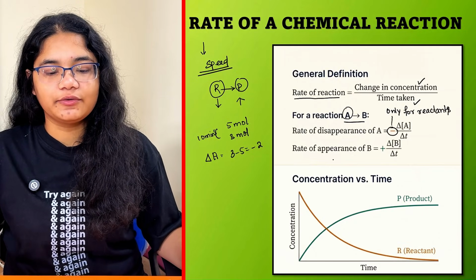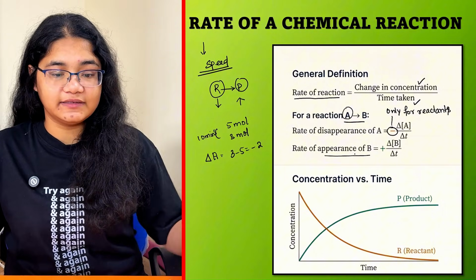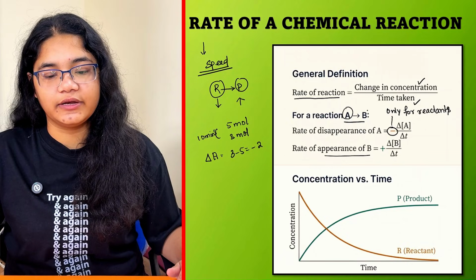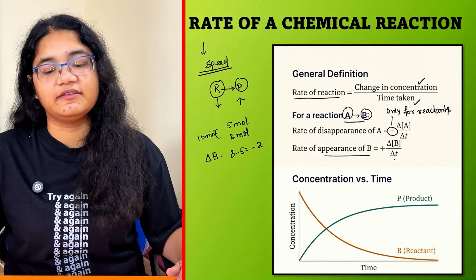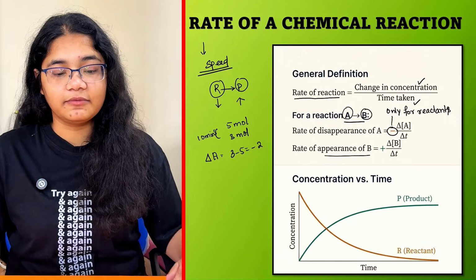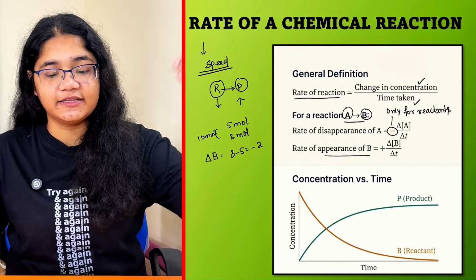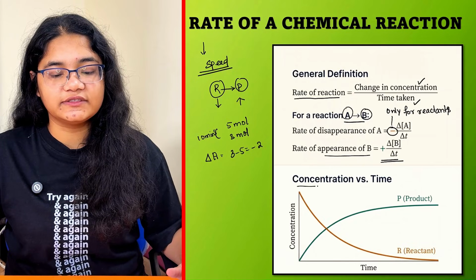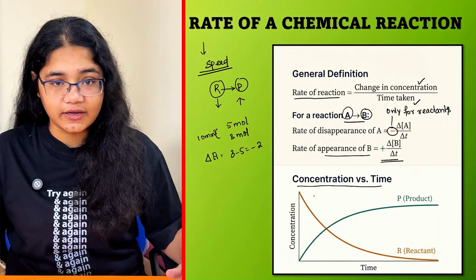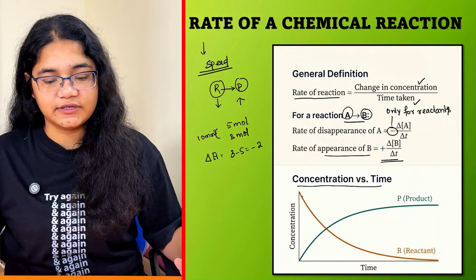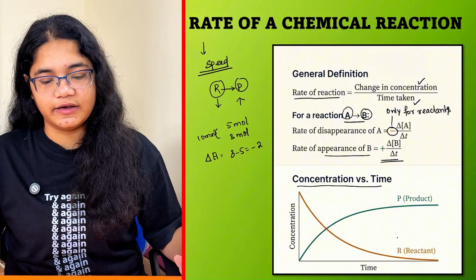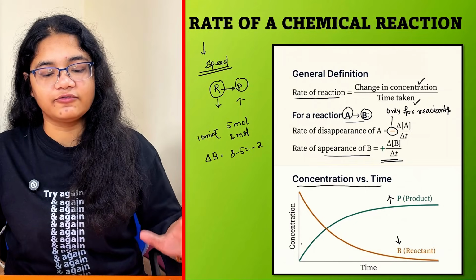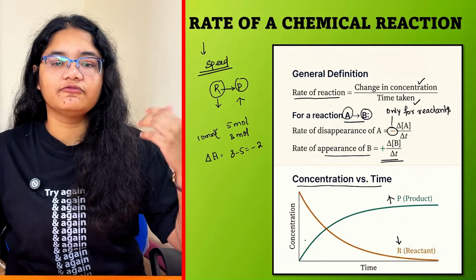Okay. Next, you have the rate of appearance of B, meaning the production of B. For that you need the change in concentration of B by change in time. Now here, since the B concentration will increase, this quantity is a positive quantity. Now let's talk about concentration versus time, how we can show the rate of a reaction in a graph. As you see, with time the reactant concentration will decrease and the product concentration will increase, and this is the graph of concentration versus time for a reaction.